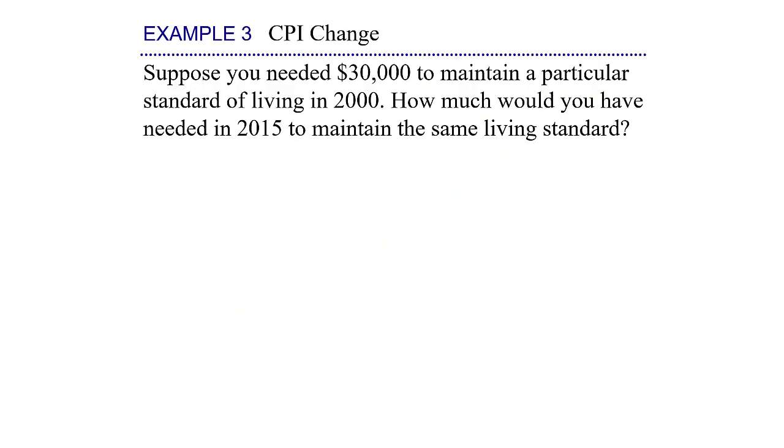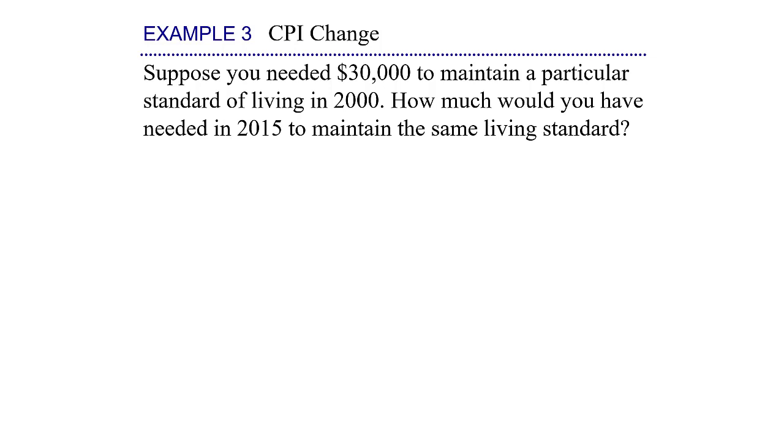Let's look at an example. Suppose you need $30,000 to maintain a particular standard of living in 2000. So that just means that the things that you're buying, food, gas, auto insurance, your rent or your mortgage, right? All just basic living expenses. Cost you $30,000 a year to be able to just live.